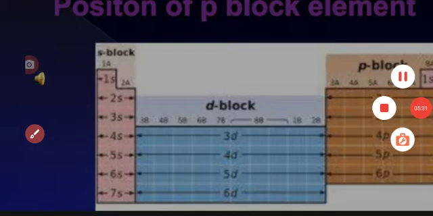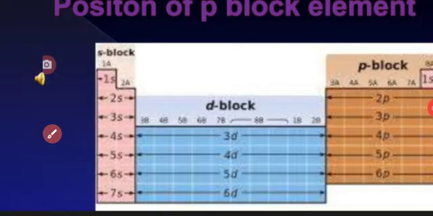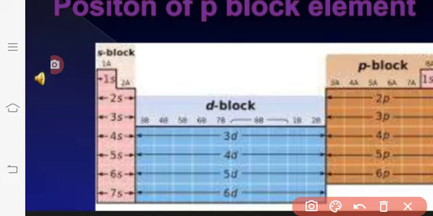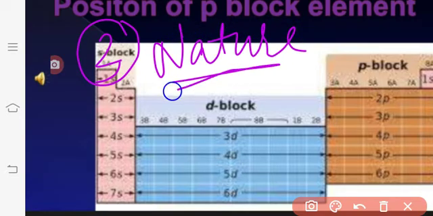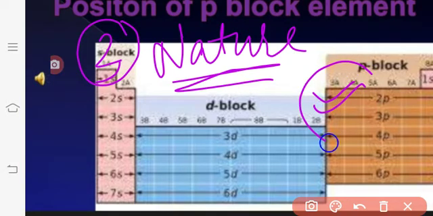Now, the next point is nature of element. First is electronic configuration, second is oxidation state, third point is nature of element. What is the nature of the elements? See, in this block non-metals, metals and metalloids all are present.